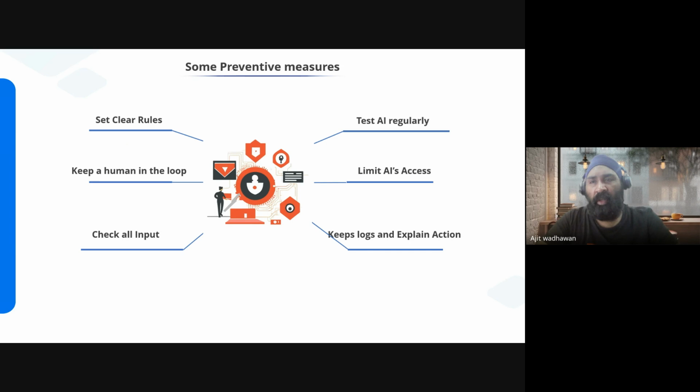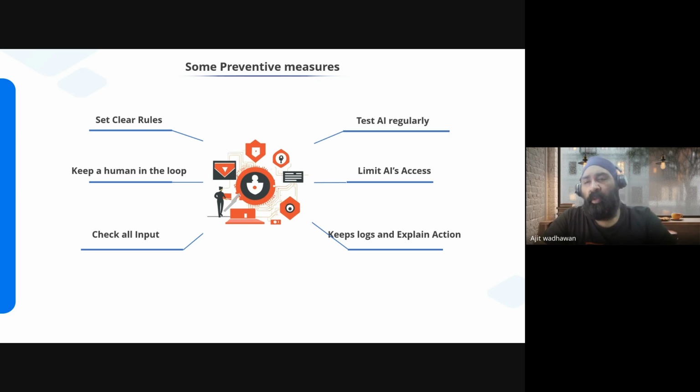Set clear rules. Define what AI can and can't do. Keep a human in the loop. Ask for approvals before any big actions. Some smaller actions it can take, but if it is about shutting down the server or shutting down the services, no, don't. Set a proper guardrail in place.